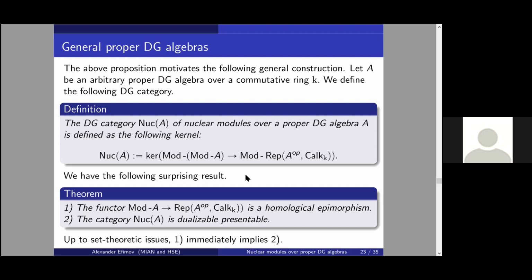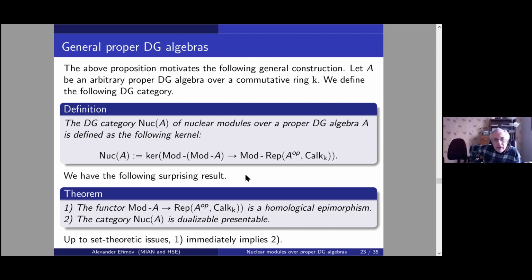I will comment on this. But the interesting case is when A is proper but not smooth. And here the main example is, for instance, the DG category of perfect complexes on a proper singular variety. Yes, that's already an interesting example.